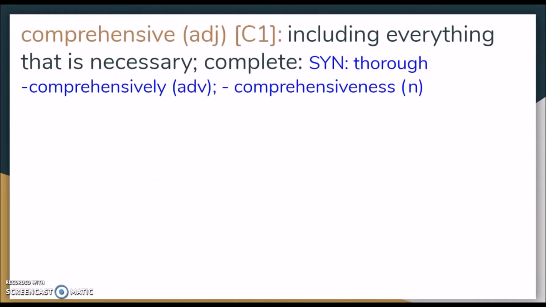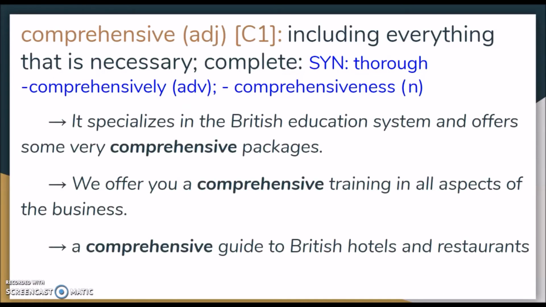The other one is comprehensive. So that means including everything that is necessary, complete. Okay, the same sentence, and it offers some very comprehensive packages. So that means those packages include everything that is necessary. They are complete. Okay.